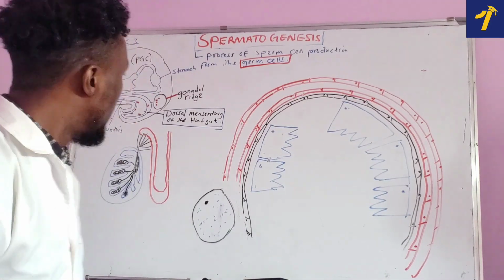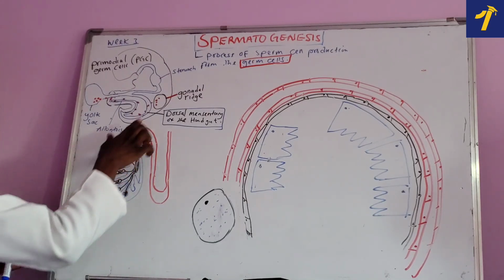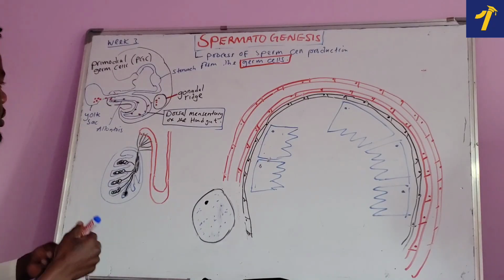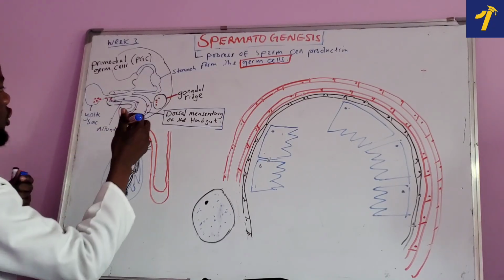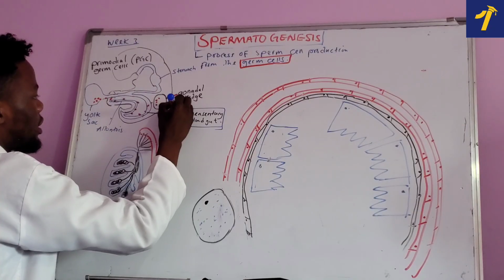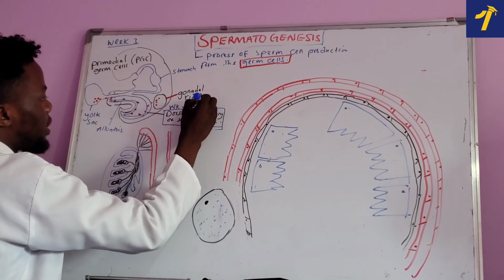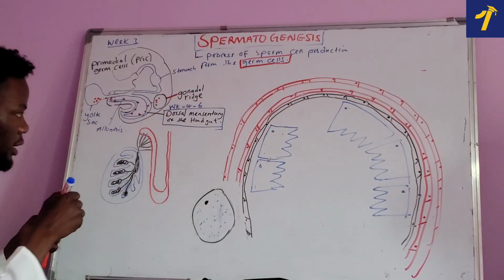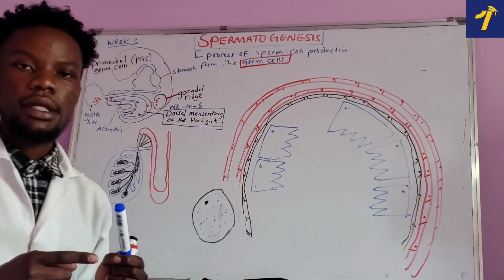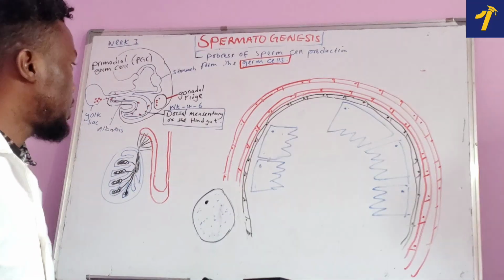All right. Now, since we've understood they are here, and this migration, when does it happen? So let me write it. It happens between week 4 to week 6. So take note of that. The migration of these primordial germ cells happens between week 4 to week 6. So make sure that you understand that, all right?